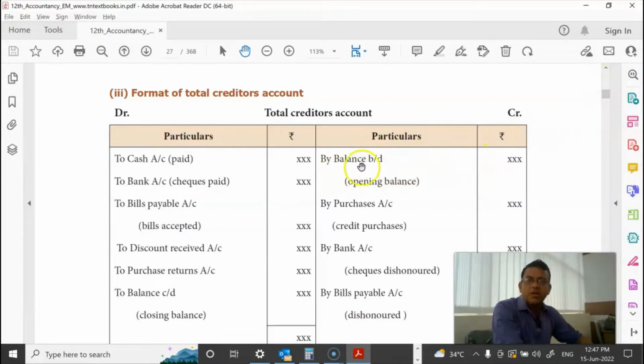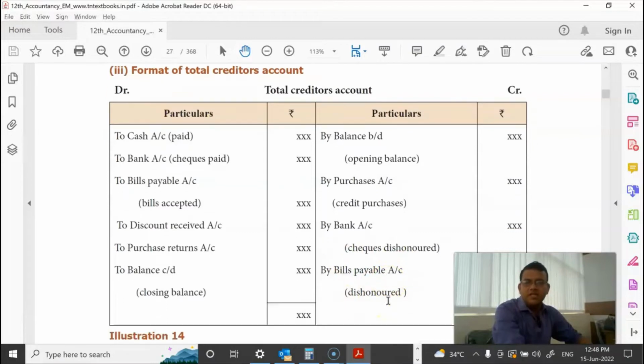You can see over here, by balance brought down, opening balance, and then you make some credit purchases, and obviously when you made some purchases, you will either pay them by cash, you will pay them by bank or check, and then you have certain discounts which are received, and you have some purchase returns. Like over there we had bills receivable, here you will have bills payable, that is the bills accepted, and then you are going to have your bills payable which is going to be dishonored.